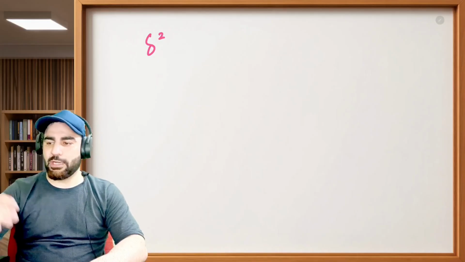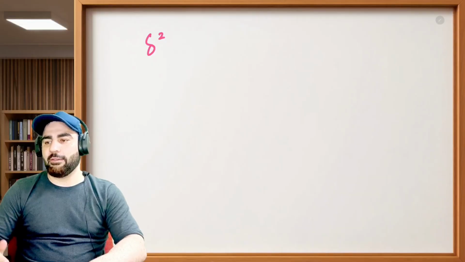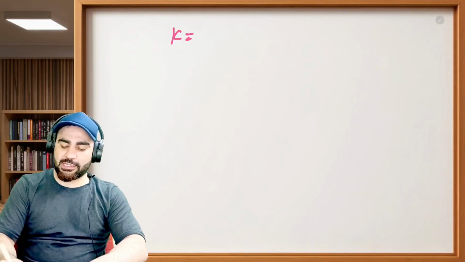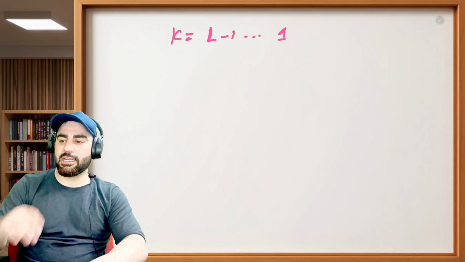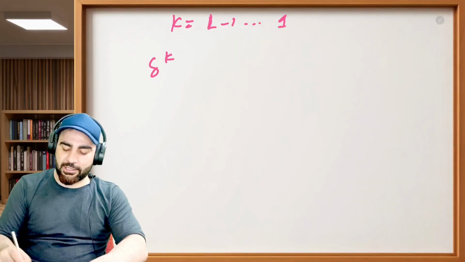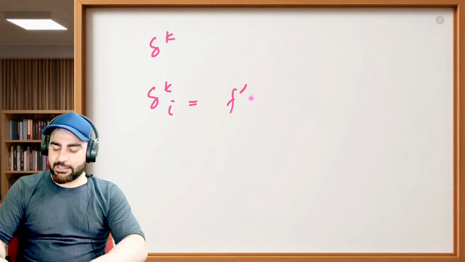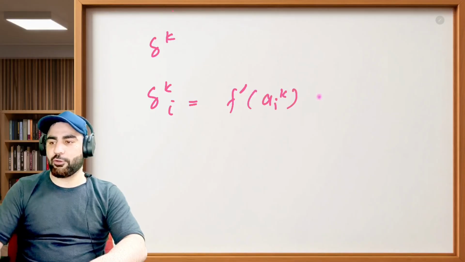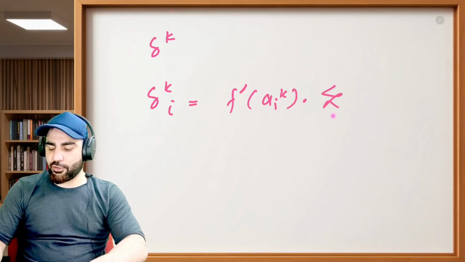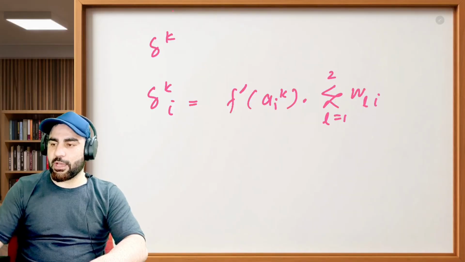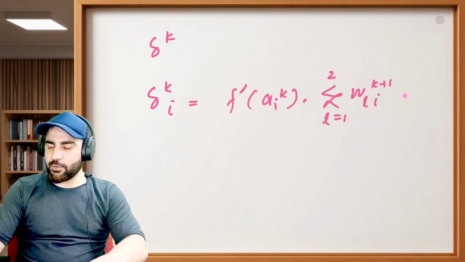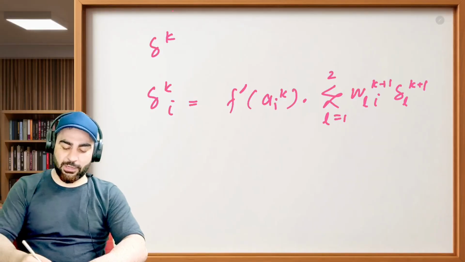Again the same thing, we'll do it element wise. So we have to run the loop. What was the value of that loop? We compute backwards, from k equal to L minus 1 till 1. What we try to do is compute delta k, and we can do it element wise, delta k of i. What was that equal to? That was equal to f dash of a_ik, the derivative of this, multiplied by the summation over l from 1 to 2. In this case W_l is fixed, i is fixed, and this will take k plus 1, and then we have delta of l, k plus 1. This is how we compute it element wise.